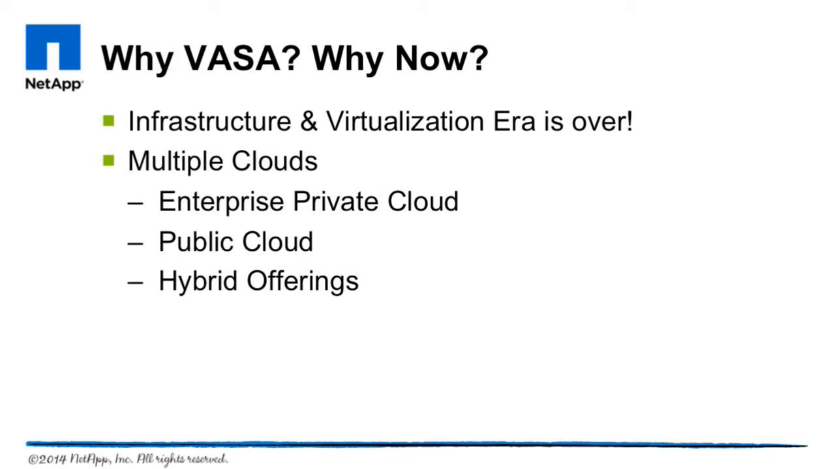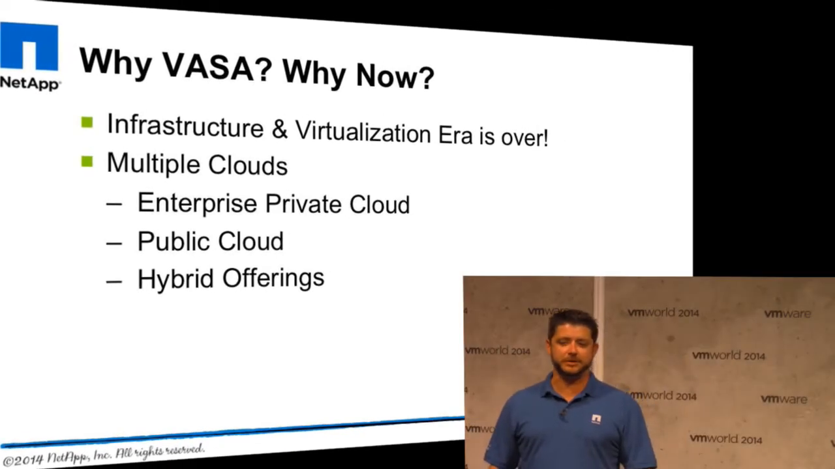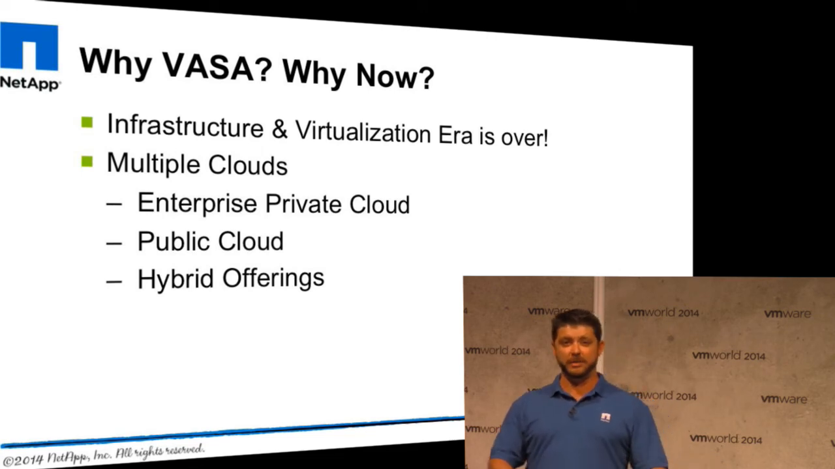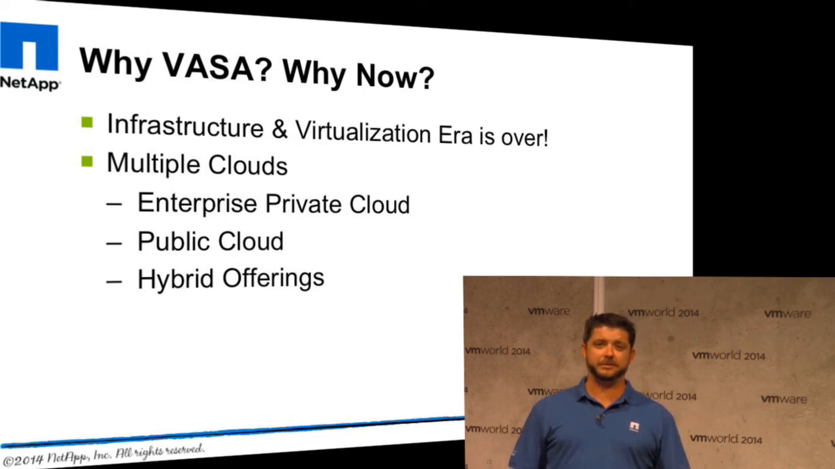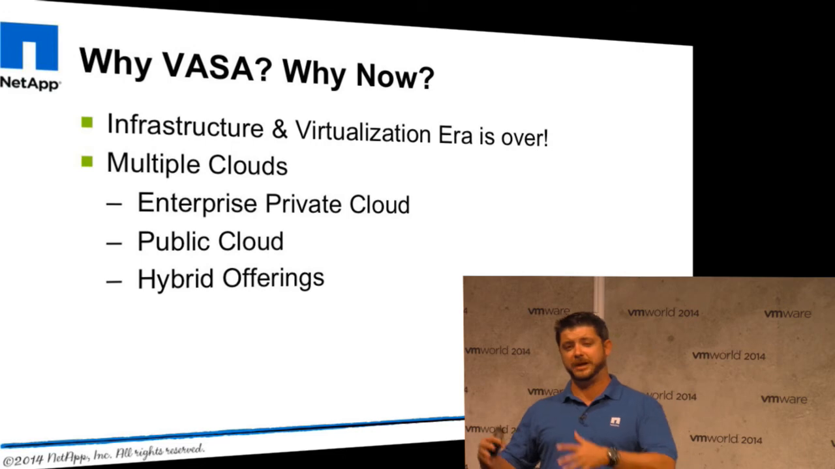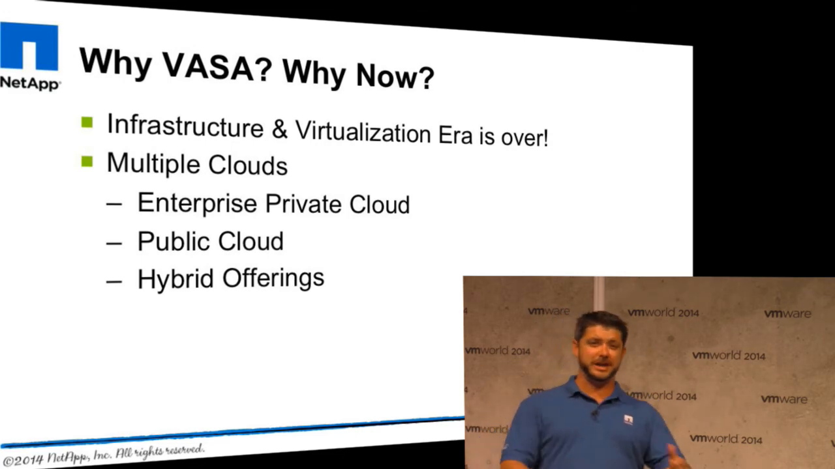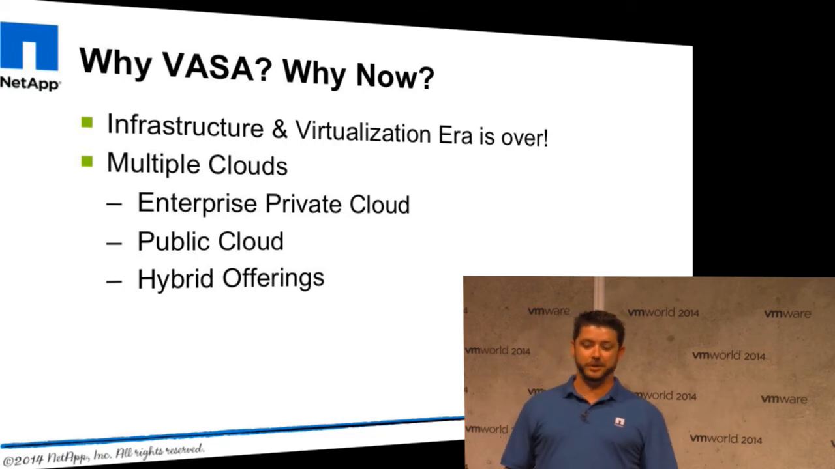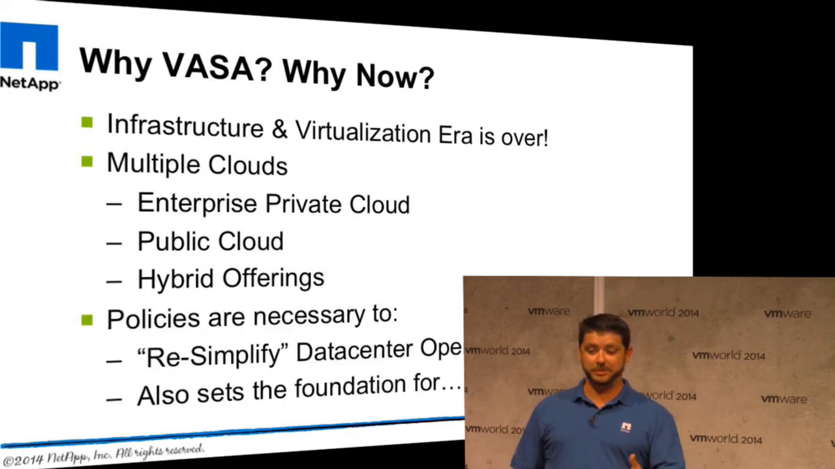So why VASA? Why now? It's my opinion that the infrastructure and virtualization era is over, and we're beginning to move on into these automation and cloud platforms. We have multiple clouds to deal with. Each of these clouds have their own unique, discrete capabilities. We're dealing with enterprise private clouds. We've got public clouds, such as Amazon, Azure, VCHS, or vCloud Air, I should say. Hybrid offerings as well coming through, such as OpenStack.